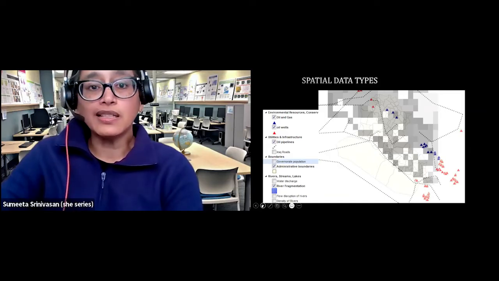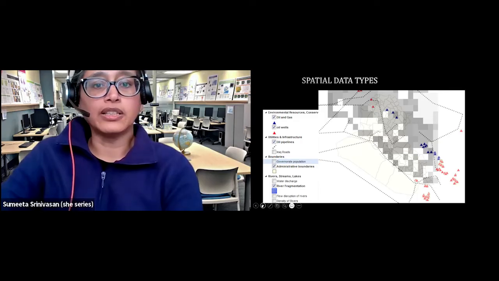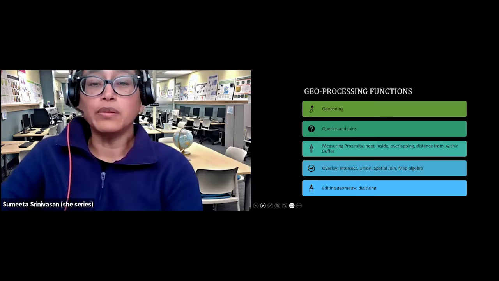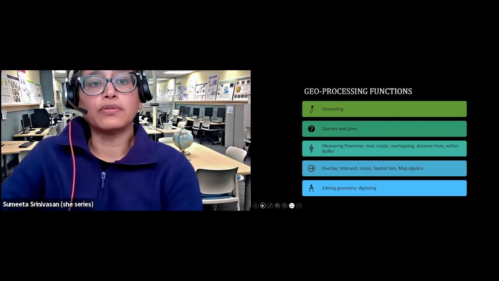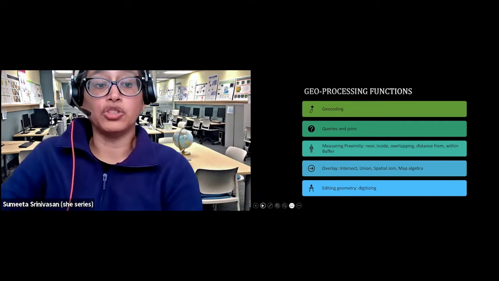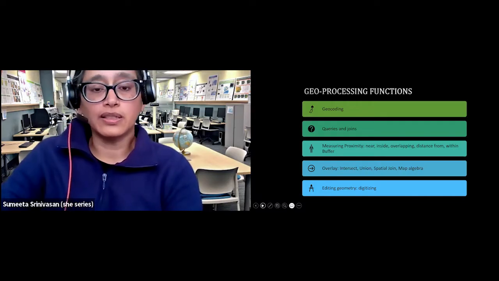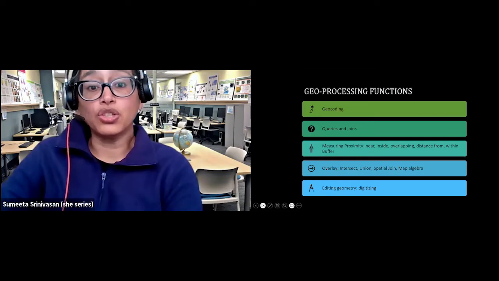Spatial data types include points, lines, and polygons. Here you can see examples of all of those. They also include rasters, which are more like images. And it involves doing some form of GIS analysis, or geodata analysis, or geoprocessing, if you will. It could include geocoding, queries, understanding proximities, overlays, and digitizing new data.